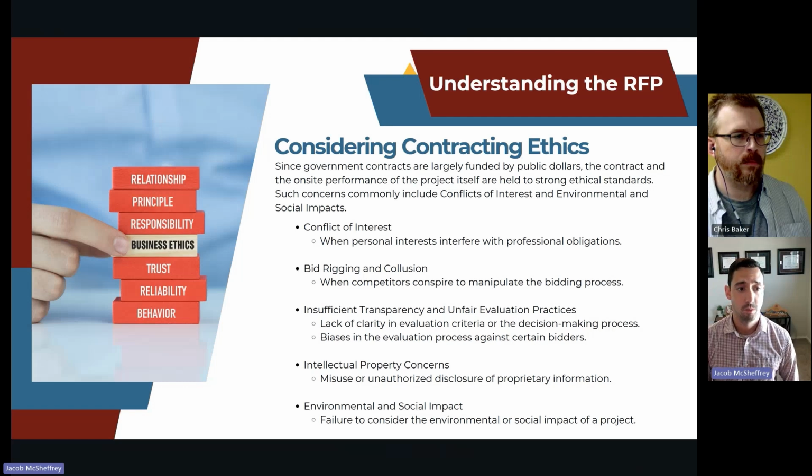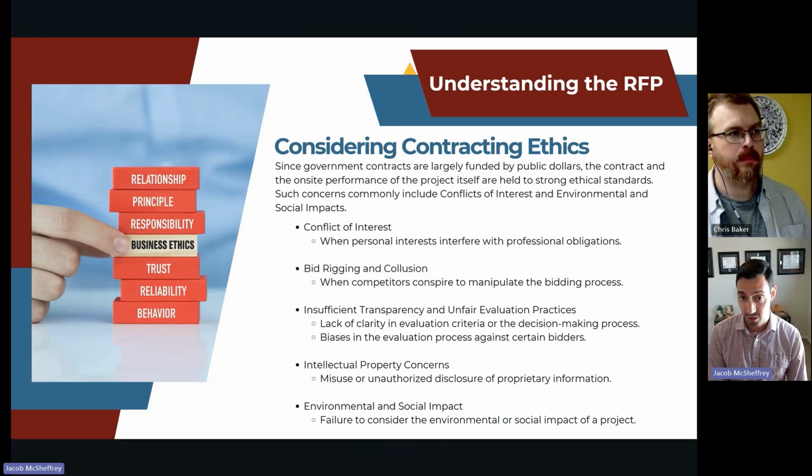So a conflict of interest is when personal interests interfere with professional obligations. An example of this could be an evaluator, maybe on the contracting organization side, who favors a bidder due to personal relationships. That would be a conflict of interest. Bid rigging and collusion is when competitors conspire to manipulate the bidding process. Let's say a bunch of bidders get together and agree to set prices or allocate contracts among themselves, and maybe price gouge the government by saying we'll all not charge less than this a month. That's definitely a contractual ethics violation, and it's actually illegal to compare prices in that way.